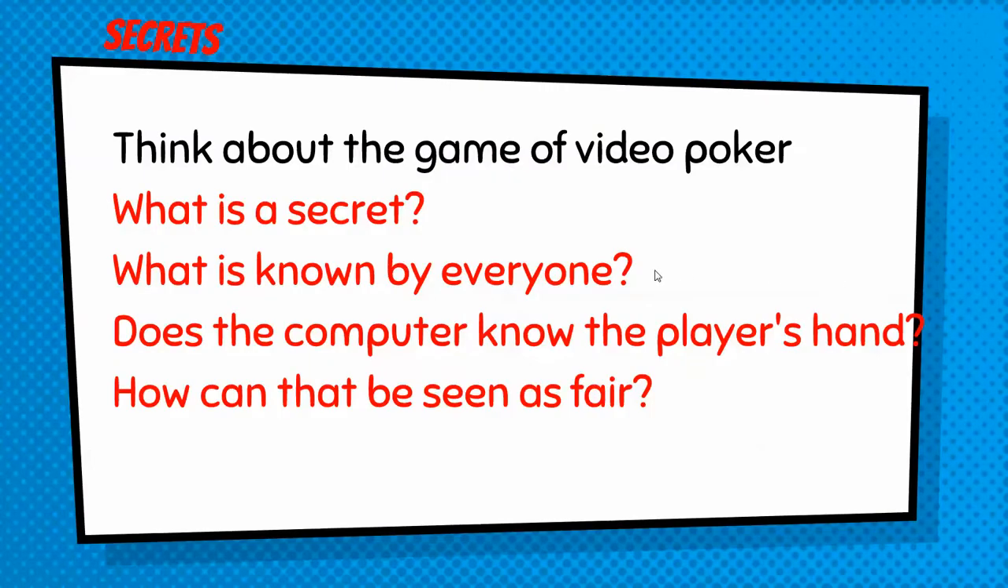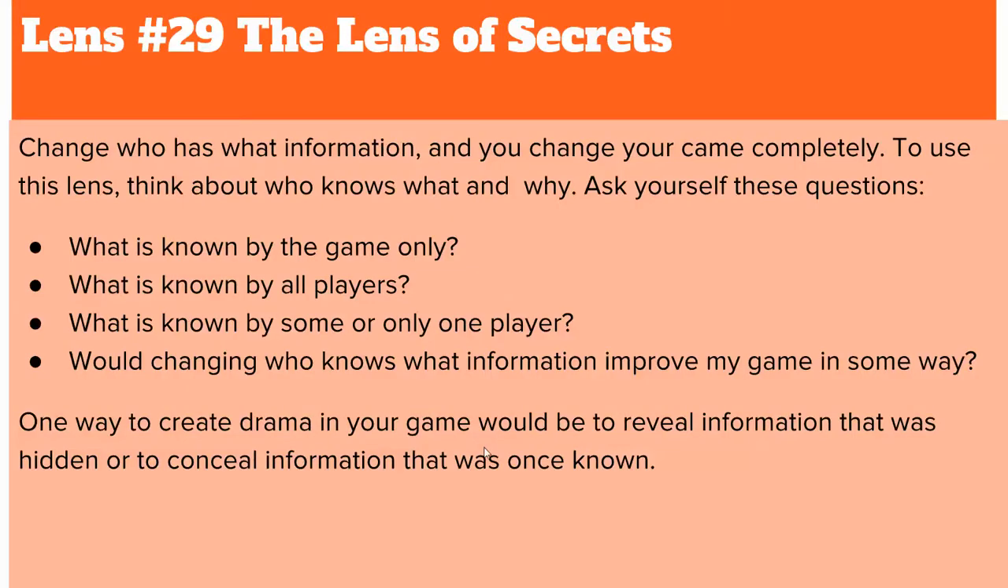Okay, the next thing is secrets. Think about the game of video poker. In that game, what's secret? What is known by everyone? When you're playing that, does the computer know the player's hand? And if the computer knows the player's hand, is that fair? The answer is, even though the computer knows the player's hand, the computer basically has a virtual player that's playing against the player, and that computer player shouldn't know, even though the game knows, and it needs to be seen as fair.